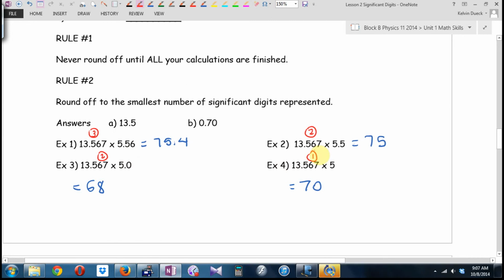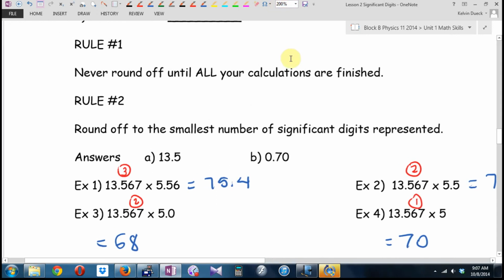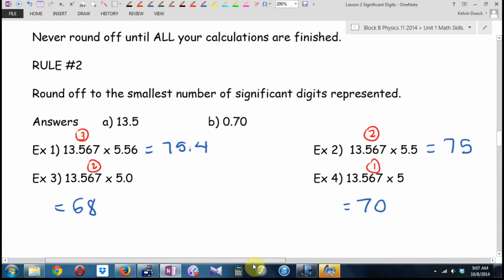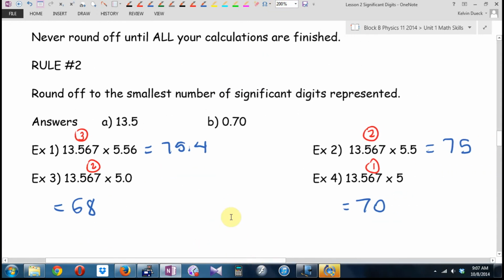There's what I got. See if you get the same as me. Let's move over so you can get it all on one screen. First one, I went to 3 sig figs.